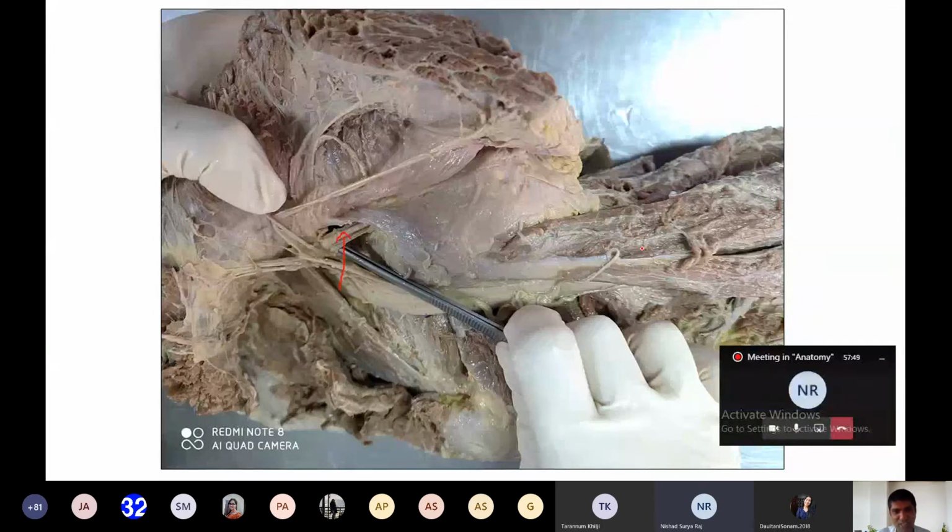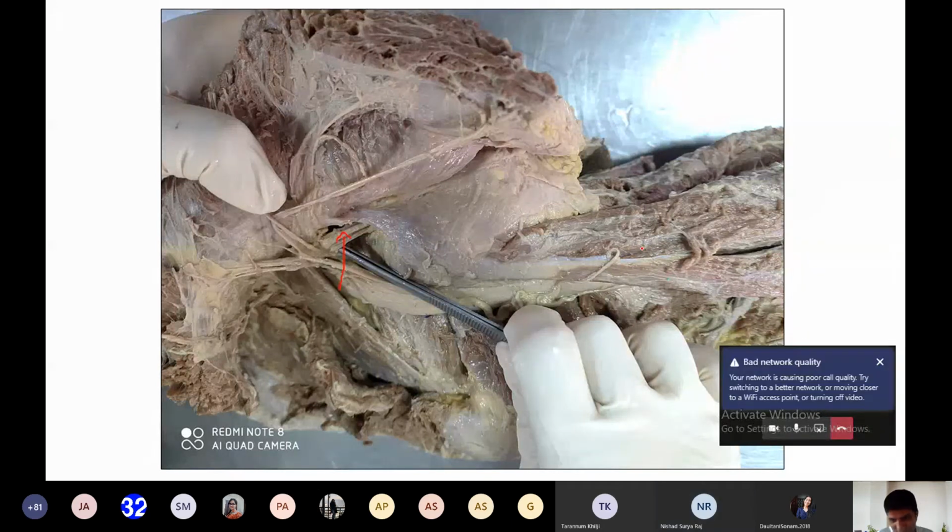Yes, internal pudendal vessels, and yes, nerve to obturator internus. Very good. Okay, all right. P-I-N, pin.